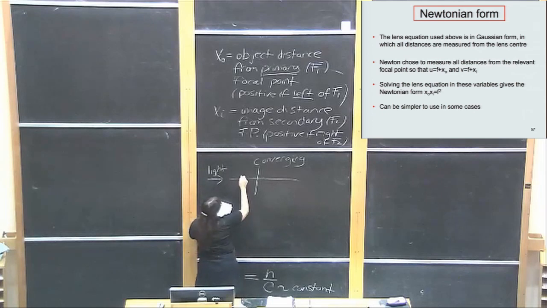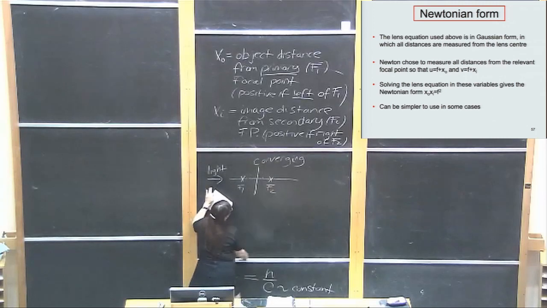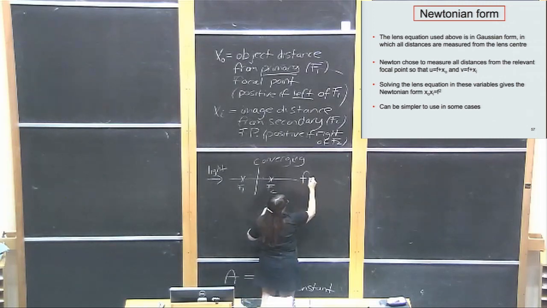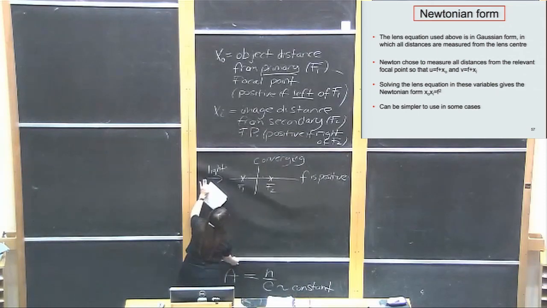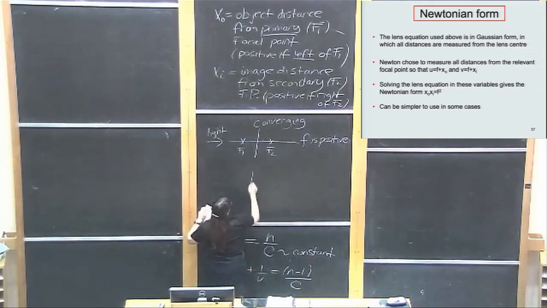Okay, then that is F1, that is F2, and F, the focal length, is positive. Okay, and then for diverging, things switch round.